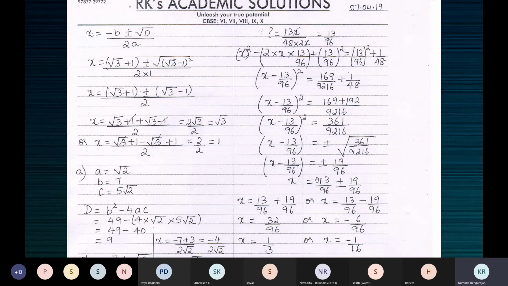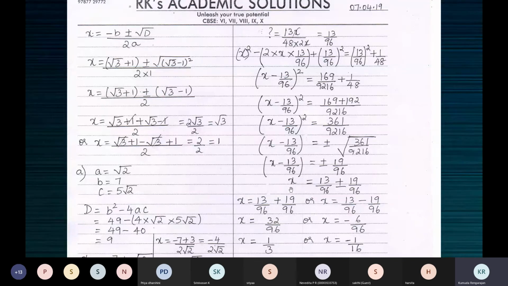So x minus 13 by 96 is equal to plus or minus the square root of this number: the square root of the numerator is 19, and the square root of the denominator is 96. You should know, or you can guess also, because it's 96 square here. It's safe. You should know how to find the square root by the long division method, which you must have seen in 8th standard. So plus or minus 19 by 96.